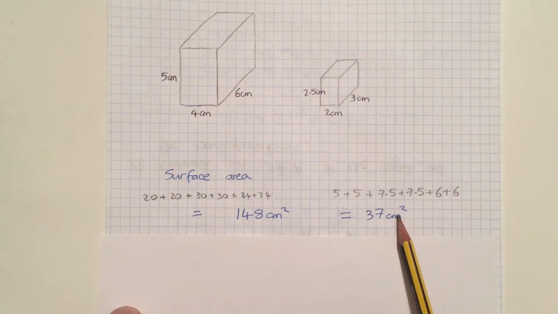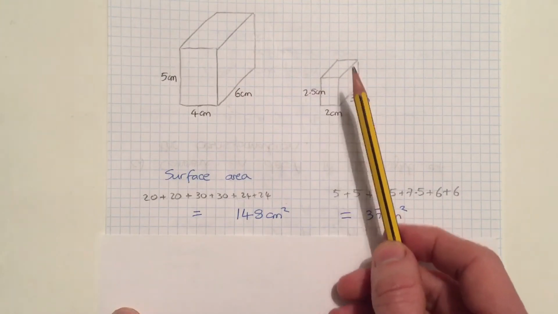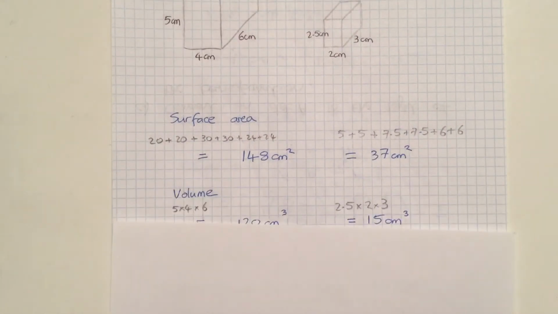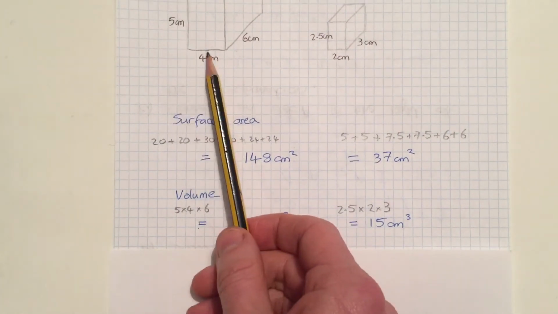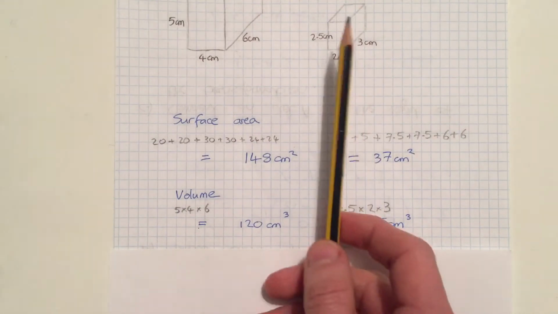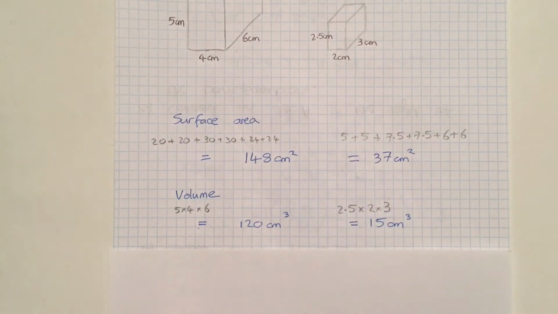And I did a similar thing over here. So I've worked out all the areas of each of these faces and added them all together and got 37. So straight away you can see that the surface area of this shape is not 2 times bigger than that. Similarly, the volume of this shape here would be 5 times 4 times 6, which is 120. The volume of this shape over here is 2.5 times 2 times 3, which is 15. Again, you can see that the volume is not twice.